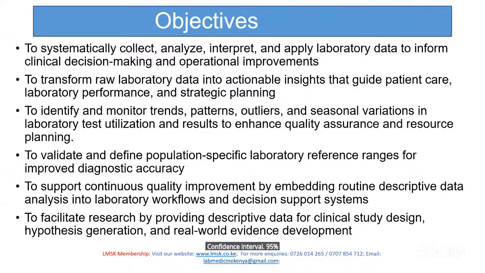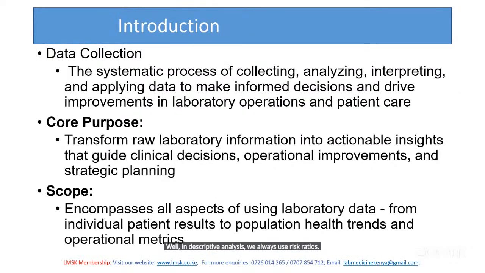The 95% confidence interval is what is usually used most of the time in most studies. So you are able to do that, and you are able to deduce the odds ratios. In analytical studies, we use the odds ratio, while in descriptive analysis, we always use risk ratios. So this one is just the introduction.